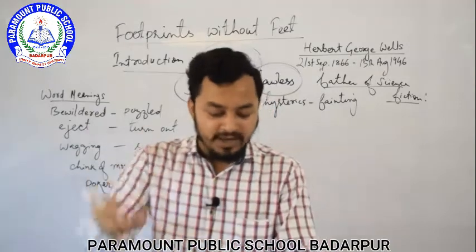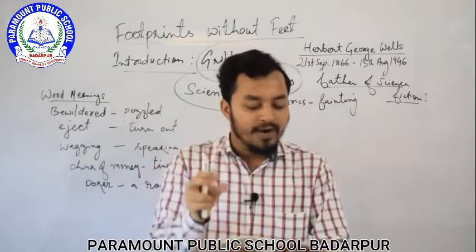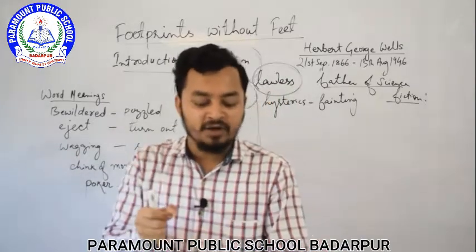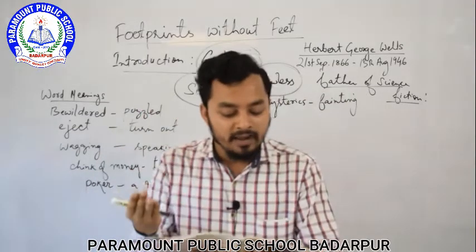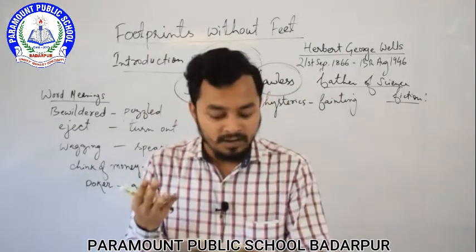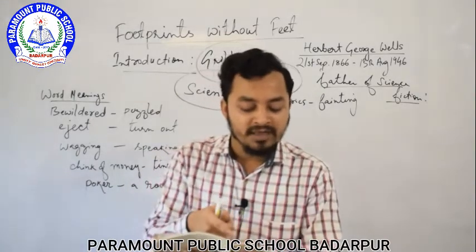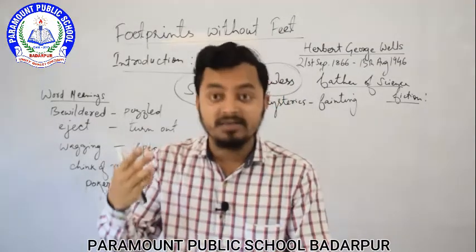See, before starting the story, some important points are written on the top right side of the first page of the story, Footprints Without Feet. It's written like this: can a man become invisible? This is the story of a scientist who discovers how to make himself invisible. Does he use or misuse his discovery?